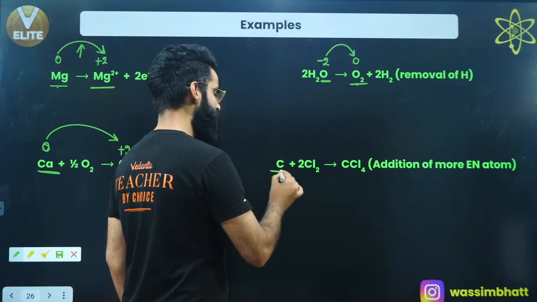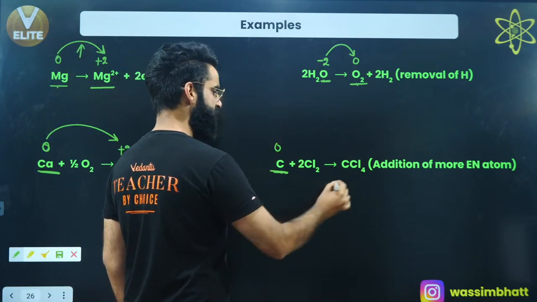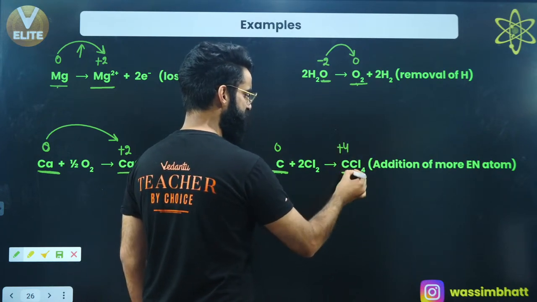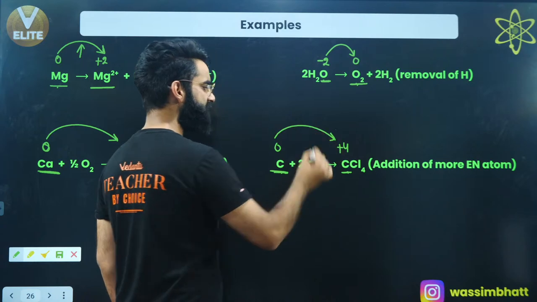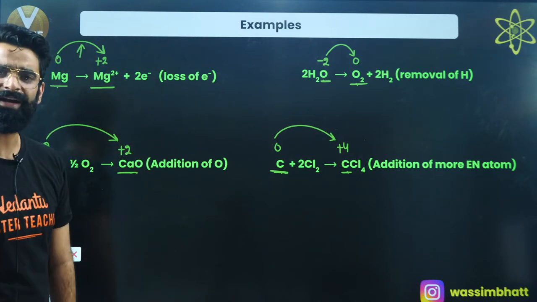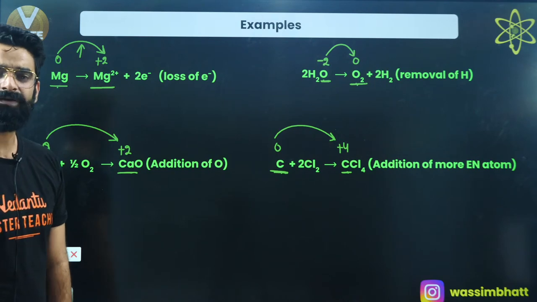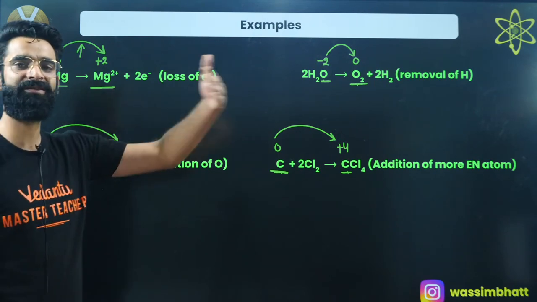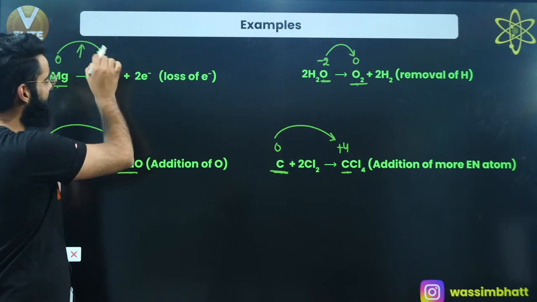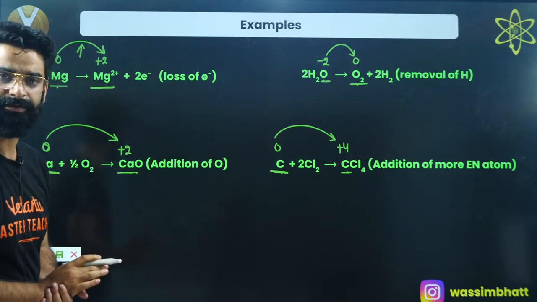Over here, carbon does not have any charge. So its oxidation state is 0. Right here, carbon is attached to 4 chlorine atoms. So it will show plus 4 oxidation state when you calculate it. Again, it's increasing, right? Can I say all these examples are examples of oxidation? Can I say in oxidation, the oxidation number increases? Increase in the oxidation state of an element is also called oxidation, right?